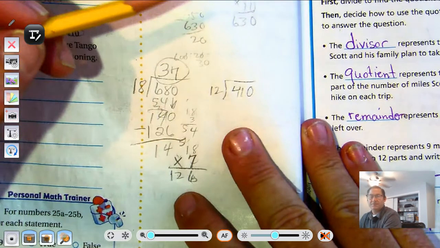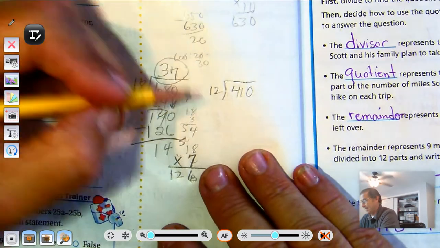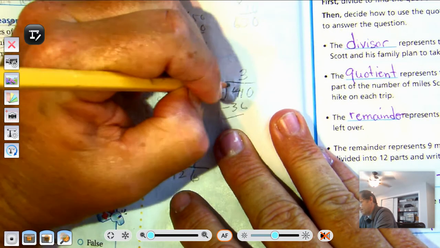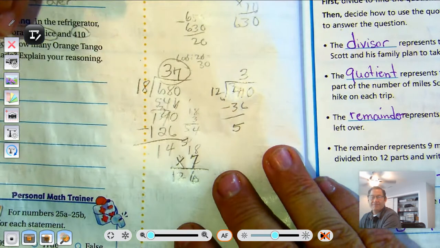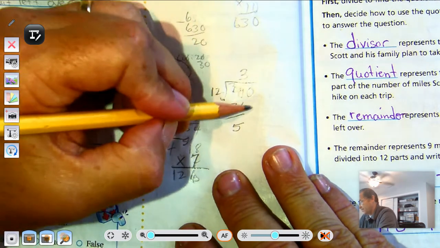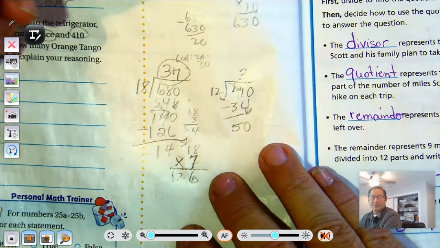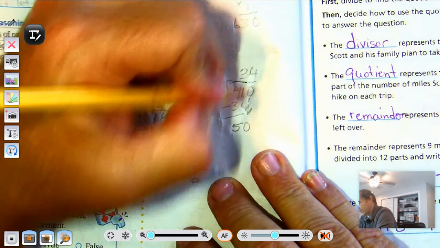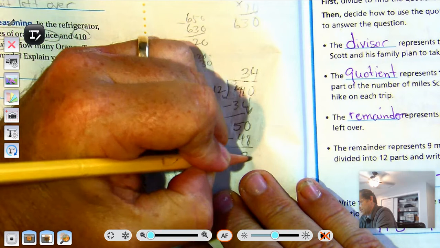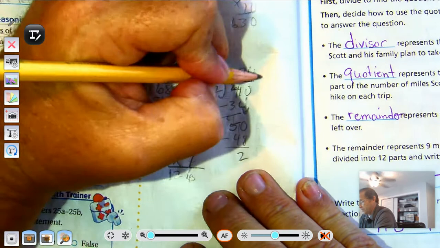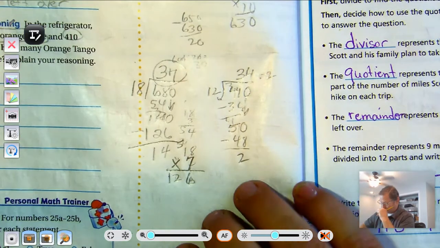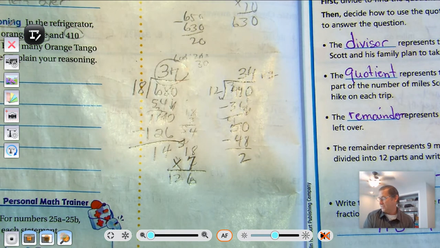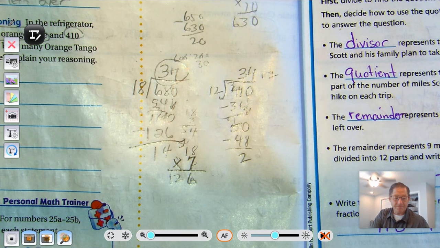12 divided into 410. Well, I know 3 12s would work, leaving me with 5 10s. Trade those for 51s. Bring down the 0 ones. I know 4 times 12 is 48. So subtract, would be left with 2. So, how many orange tango smoothies can be made? Only 34.